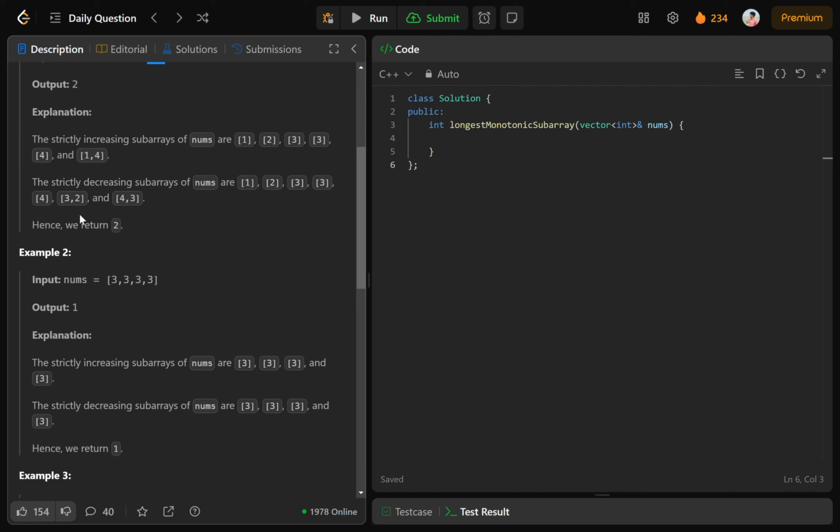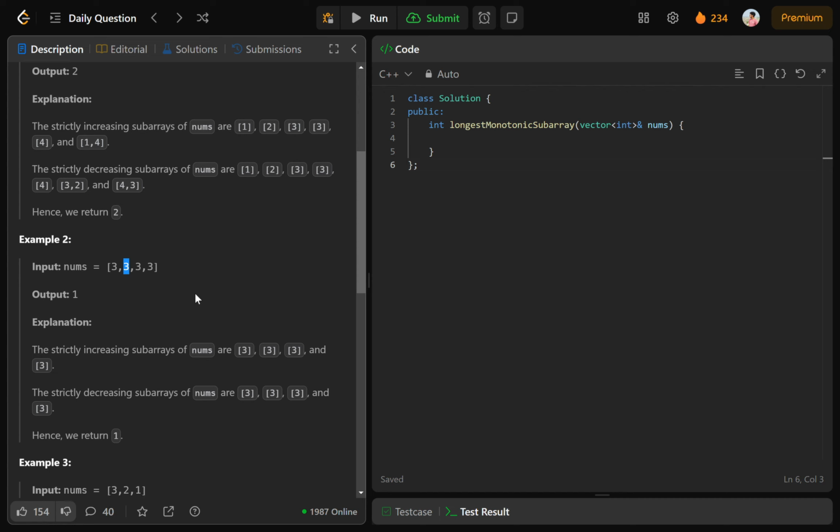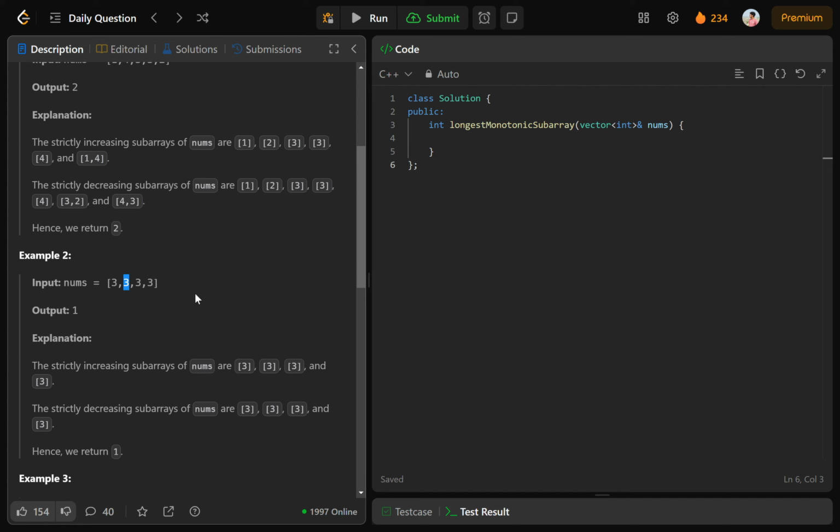Now in this example we can see there is no subarray of length greater than 1 which is increasing or decreasing. We have only the same elements, so each can be a subarray of length 1, which is strictly increasing or decreasing. That's why the output is 1.